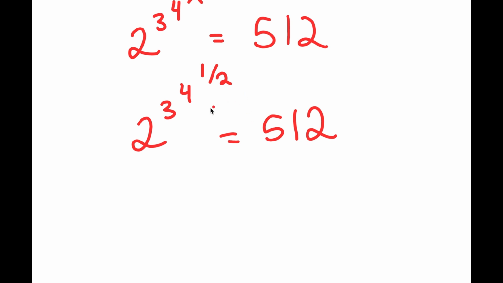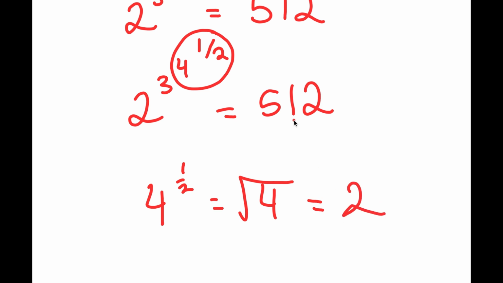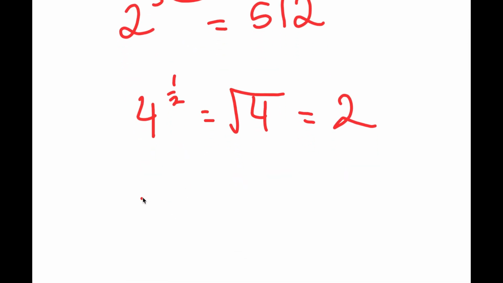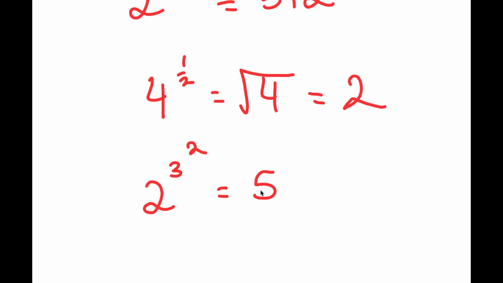From here, I'm going to work my way from the top to the bottom. So let's first start with 4 to the power of 1/2. 4 to the power of 1/2 is the same thing as the square root of 4, and the square root of 4 is equal to 2. So I get 2 to the power of 3 to the power of 2 is equal to 512.